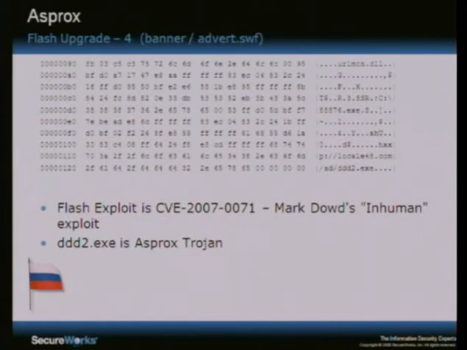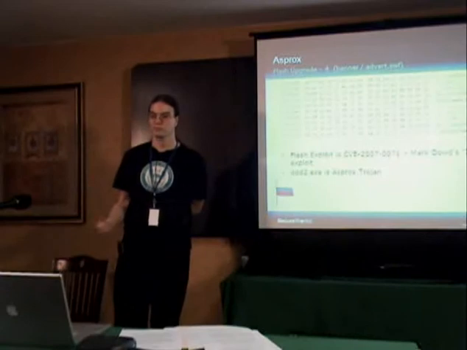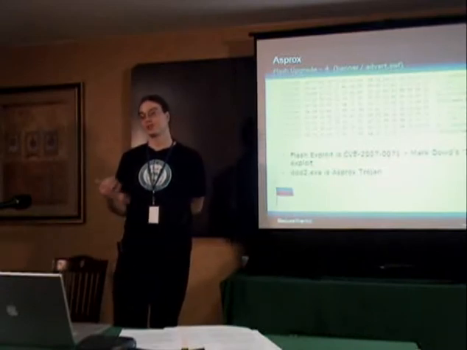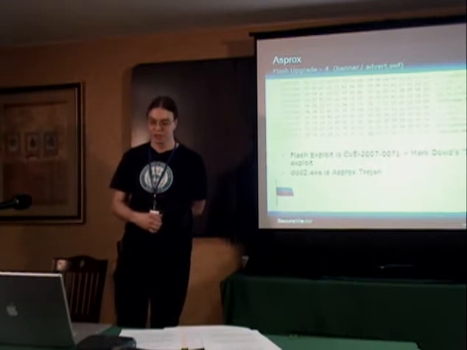I'm not going to go over the details of the exploit itself, because like I said, I'm just not that elite. But if you look at it in hex, you can see there's a link to an executable, a slightly different one for the banner and the advert flash files. But they both end up being Asprox Trojans that take over your box and you start sending out spam and phish and what have you.